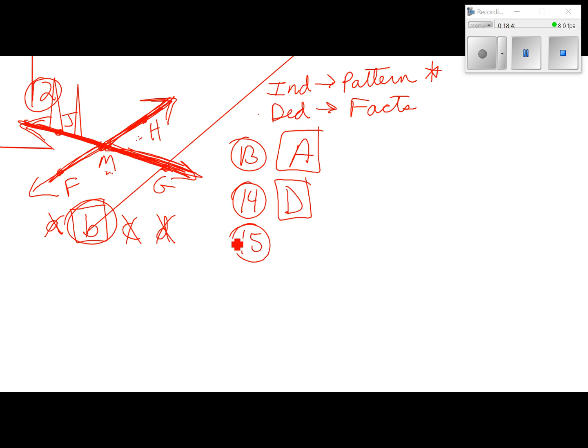On this one, I would accept one of two answers. I would accept if you said you're using facts, which would be deductive reasoning, which would be letter D, or since when we're dealing with numbers, it is sort of a pattern when you're dividing something by 6 or 3, I would accept inductive reasoning using a pattern, which would be letter A.